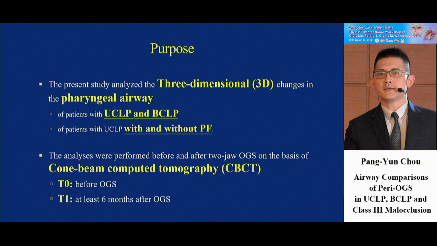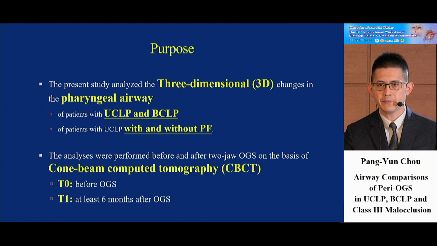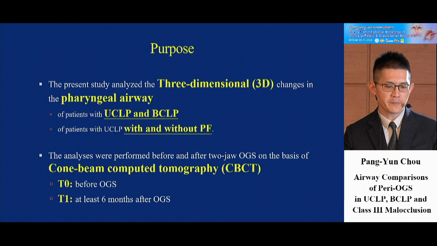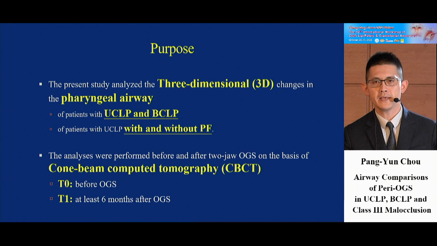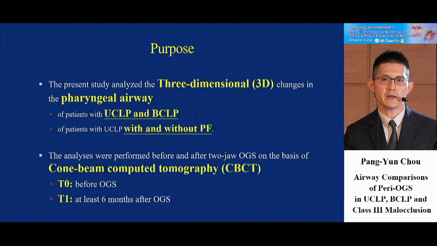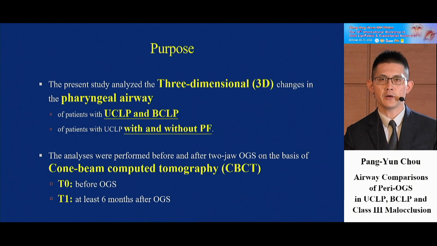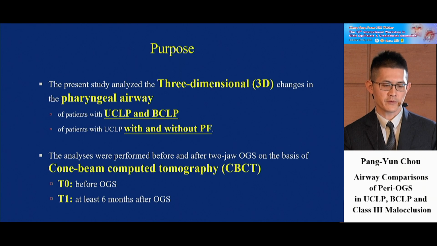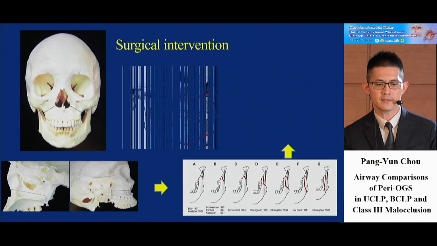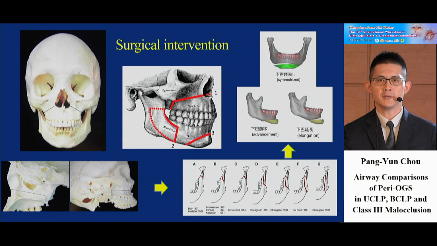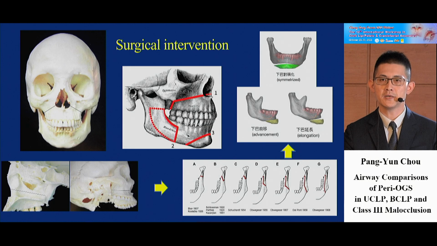We used three-dimensional cone-beam CT to evaluate preoperatively and postoperatively, one year after, to calculate the airway volume. We divided the groups into UCLP and BCLP, and within the UCLP, into patients who received a pharyngeal flap or not. The timing was divided into T0 and T1. T0 means before, and T1 means at least 6 months after the surgery.